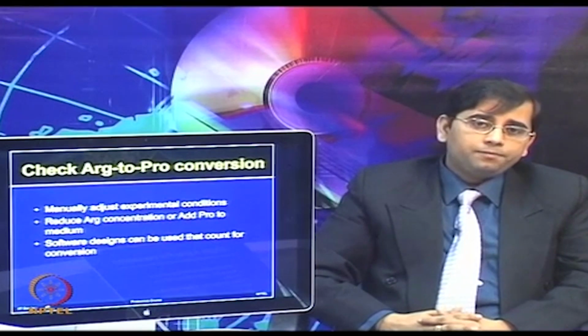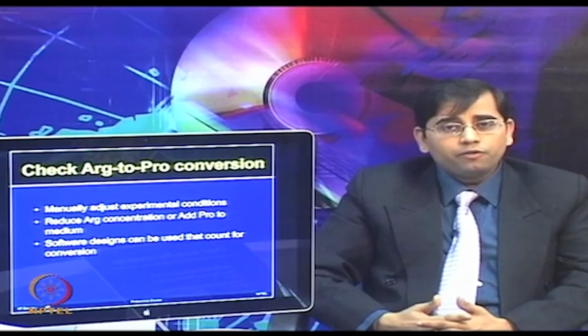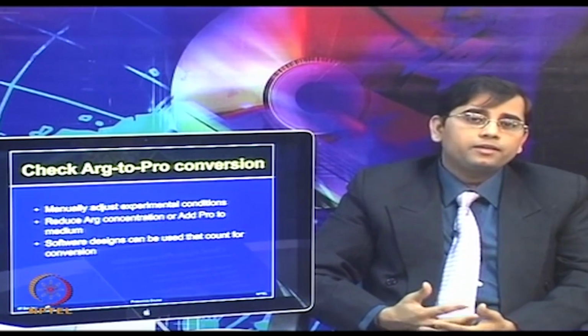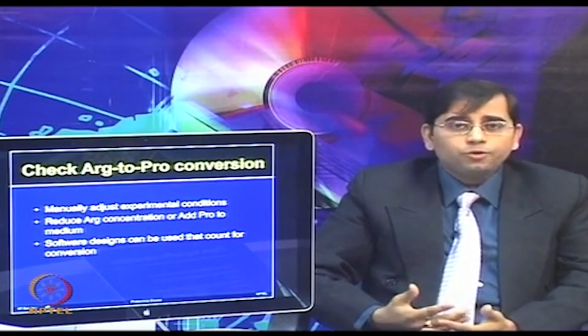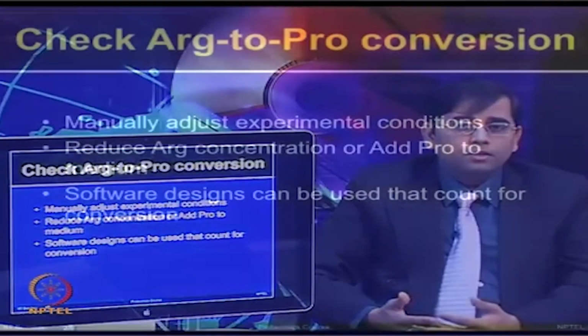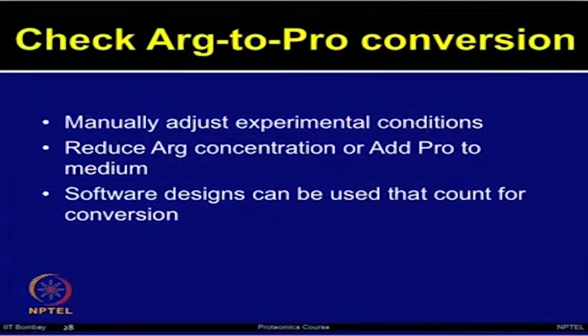During SILAC experiments, one also needs to check for the arginine to proline conversion, and this could be manually adjusted for the experimental conditions. One may need to reduce the arginine concentration or add proline to the medium to overcome such issues. Now, there are some software tools designed for accounting for this arginine to proline conversion, and then experimental conditions can be adjusted accordingly.